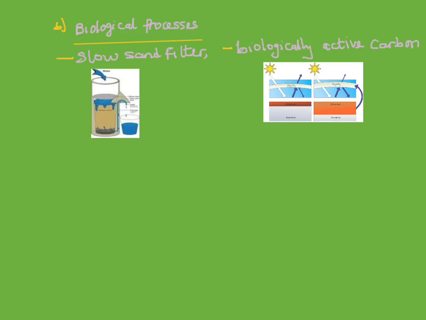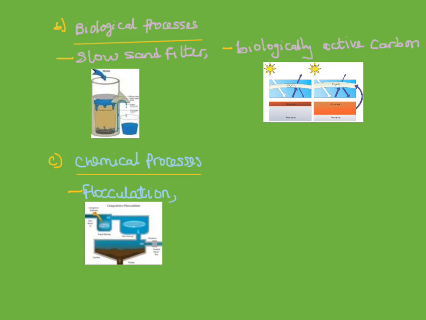We can also have chemical processes, and these processes include flocculation. Flocculation involves the use of a coagulant. Coagulants, for example, we can have aluminum sulfate. It is being used as a coagulant in order to purify the water.